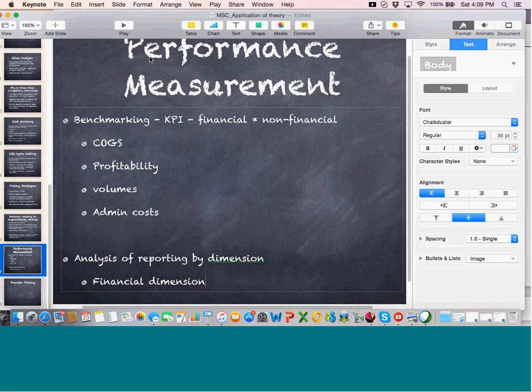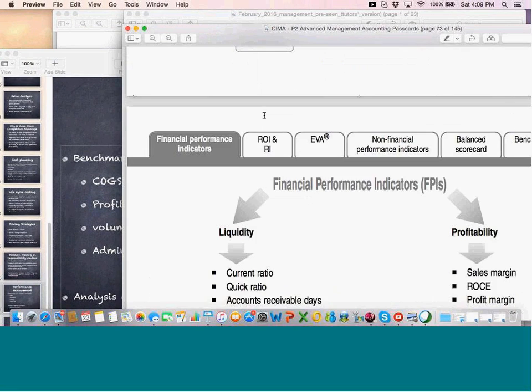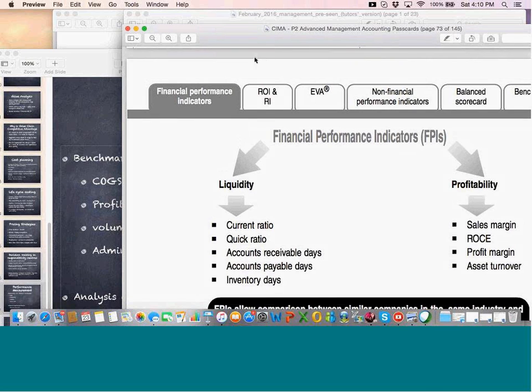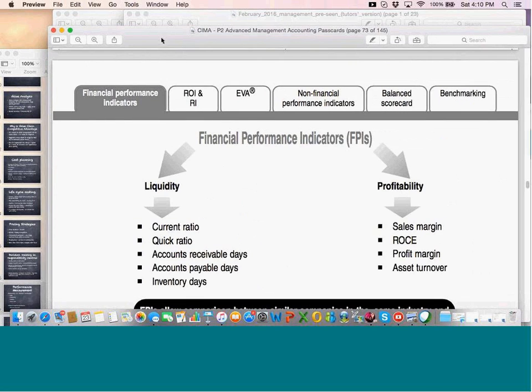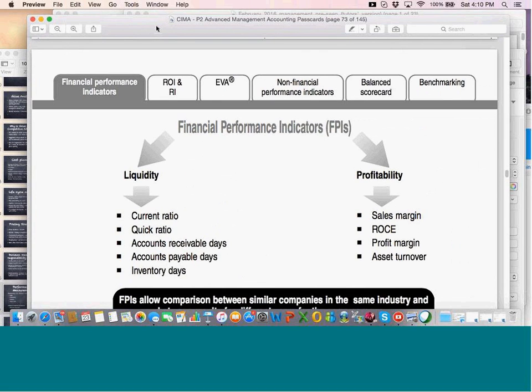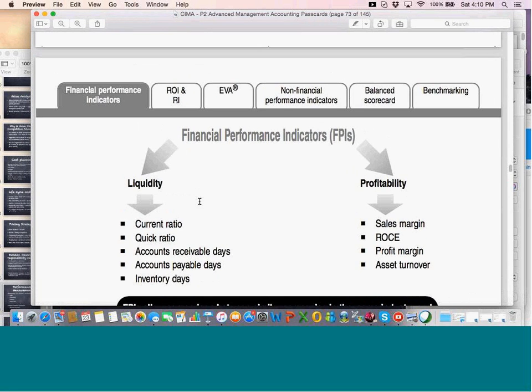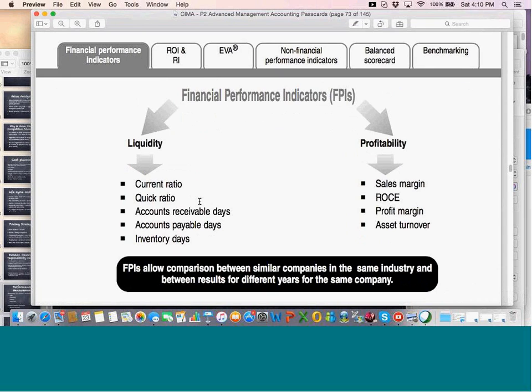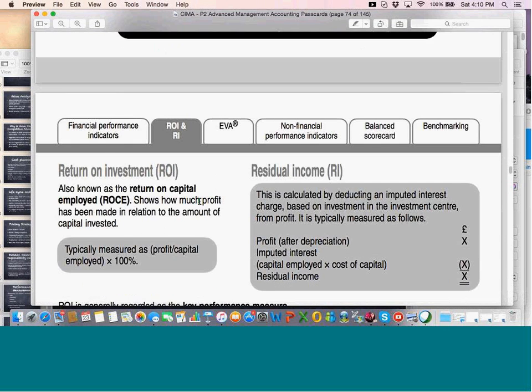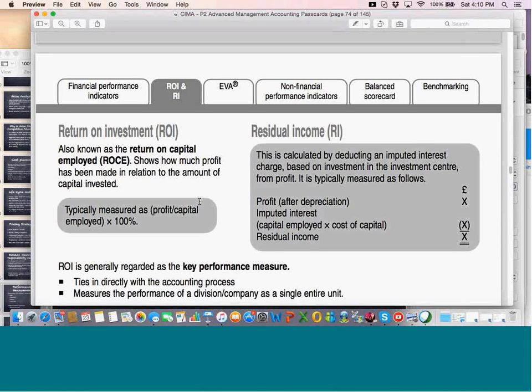Then let's look into financial indicators. Again, this is nothing but our ratios. I think all of you are quite familiar with the ratios. You're calculating the normal profitability ratios, liquidity ratios, and things like that to understand the business. Return on investment or ROCE, return on capital employed, is also another ratio that you can calculate.